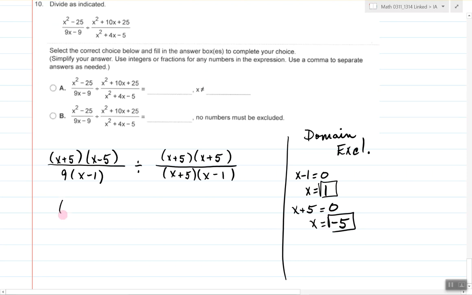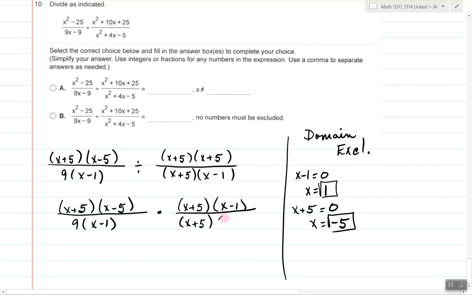Let's do keep, change, flip. X plus 5 times x minus 5 over 9 times x minus 1 times, let's flip it, x plus 5 times x minus 1 over x plus 5 times x plus 5. That did not actually contribute any new domain exclusions because I already had an x plus 5.